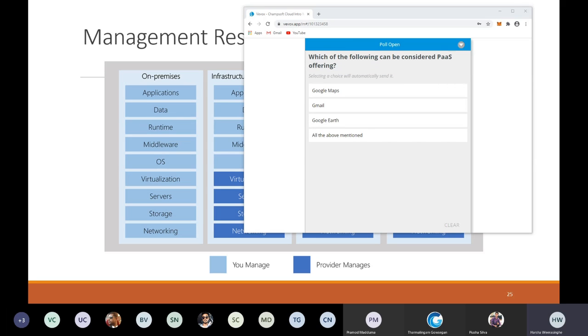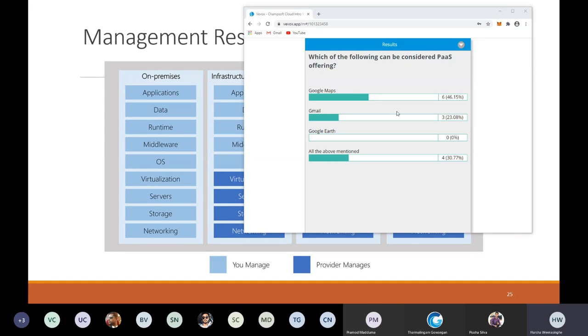Let's go to the next one. Which of the following can be considered as a PaaS offering? This question is easier to answer if you have developed with one of these components. Without practical experience, theoretical knowledge of IaaS, PaaS and SaaS won't be enough for this question. These are the answers. Gmail is software as a service. Gmail is not giving us any opportunity to develop on top of the Gmail platform. Google Earth is not the answer. All the above mentioned, no.